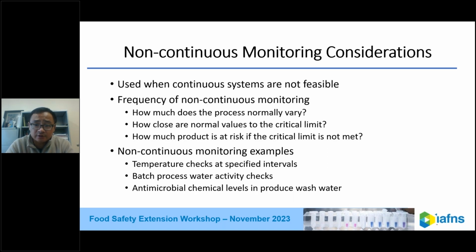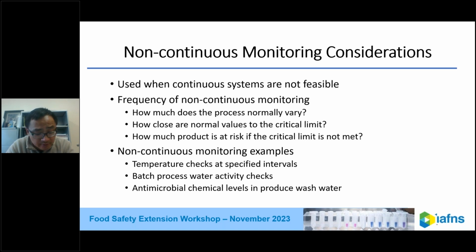Now, non-continuous monitoring considerations are possible because the technology is not always there. Therefore, we need to determine how often we do the non-continuous monitoring. Does the process normally have a large variation? If there is too much variation, then the non-continuous monitoring has to be done very often. Is the normal value close to the critical limits?